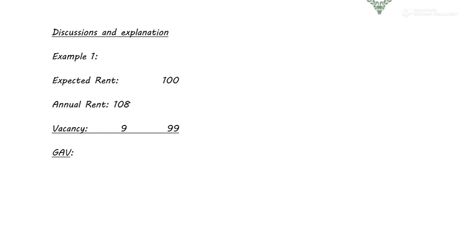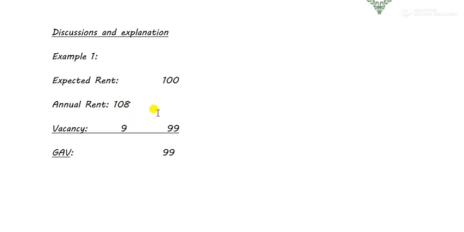He is an honest assessee. Why? Because his annual rent is more than expected rent, right? So in this case, we will consider vacancy, and 99 will be my gross annual value. 100 was the expected rent and 108 was the annual rent.